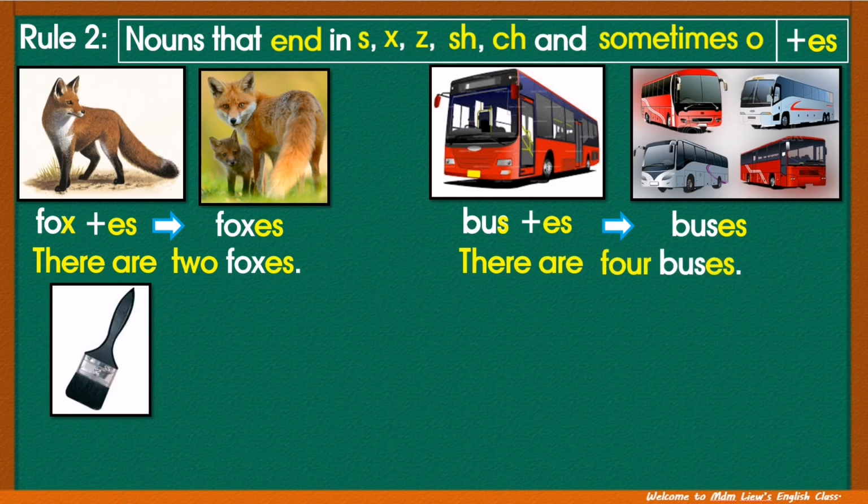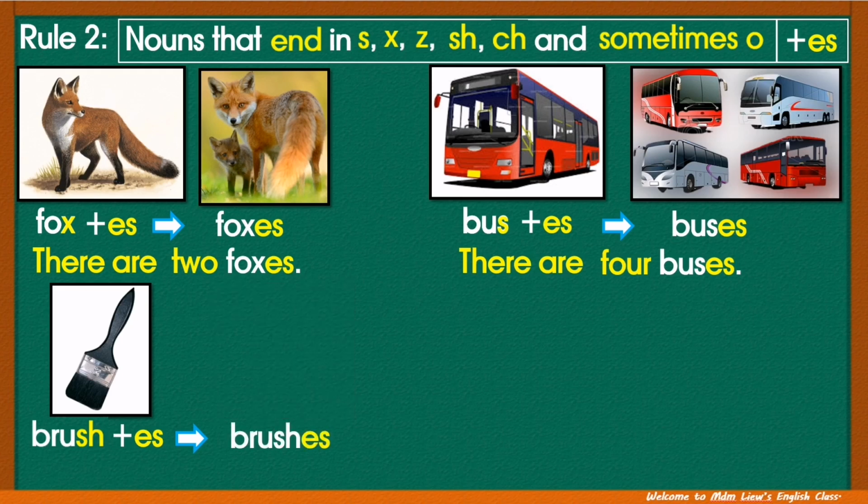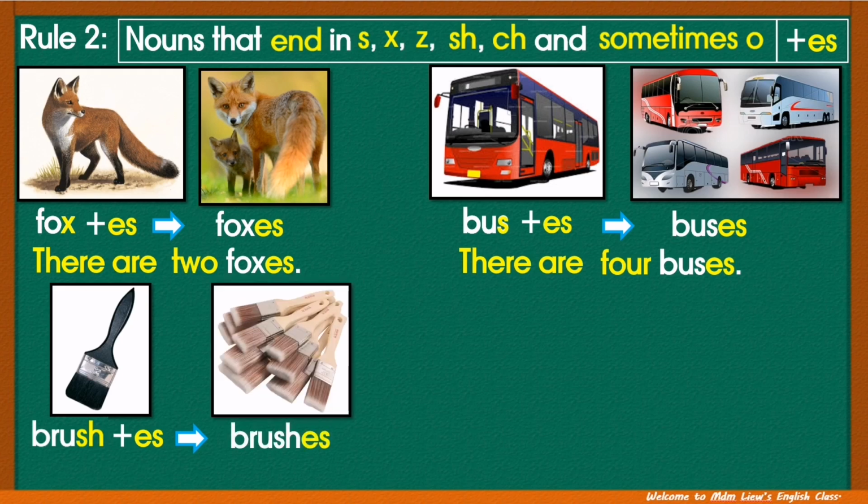Next. What is this? Yes, good, brush. The noun brush ends in SH. You need to add ES to make it plural. It becomes brushes. To write the sentence in plural, start with there are, followed by the quantity. Here I use the quantifier a few, followed by the plural noun brushes. There are a few brushes.